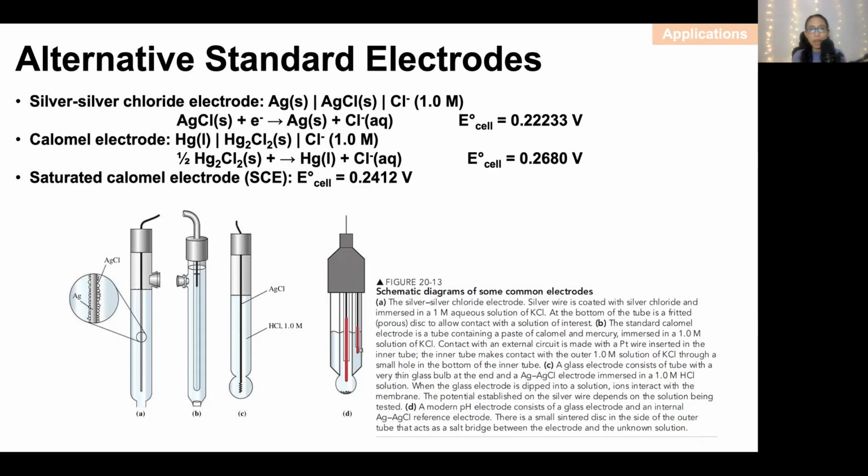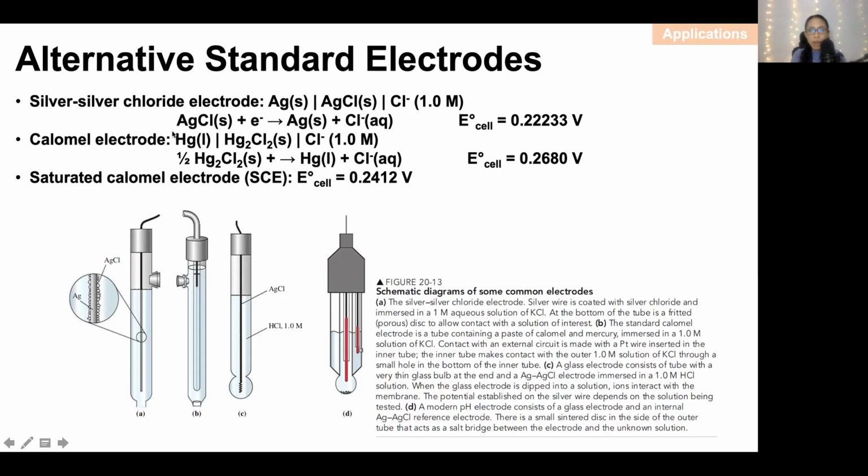Okay, so first we have the silver-silver chloride electrode. So this is the diagram, and this is the half reaction in your silver-silver chloride electrode. And for this one, the cell potential is given as 0.22233 volt. So this is if you couple this silver-silver chloride electrode with your standard hydrogen electrode. That is why your half reaction is a reduction half reaction.